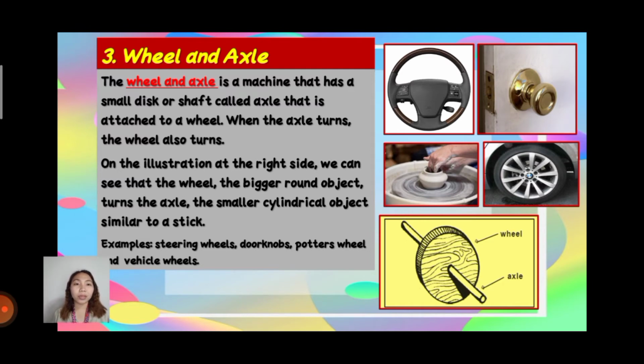So, mas dako dyan na ang wheel kaysa ang axle. For example, the steering wheel. So, kabantay mo sa sakyanan, kinang nasa driver, okay, in that picture, kay mo na siya example. Doorknobs, no? The potter's wheel. So, kanang magbuhat taog, kanang pot. And we have also the vehicle wheel. So, muna siya ang mga example sa wheel and axle.